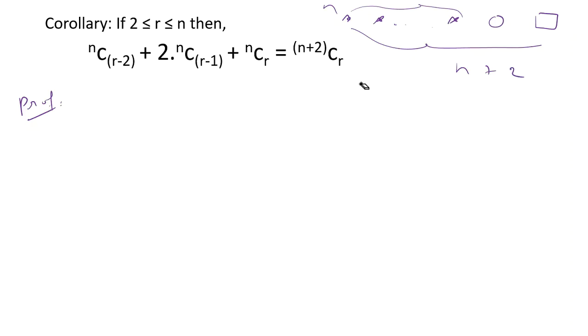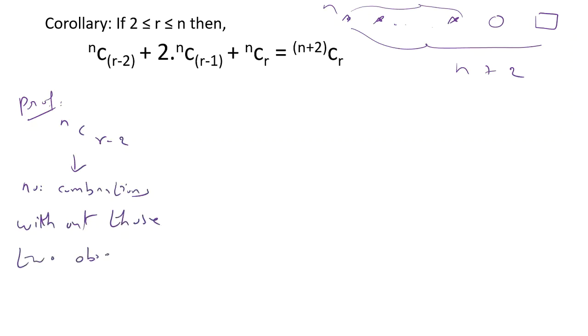Now, the number of combinations in which these two objects are not there. So here, n choose r minus 2 gives the number of combinations without those two objects. Okay.